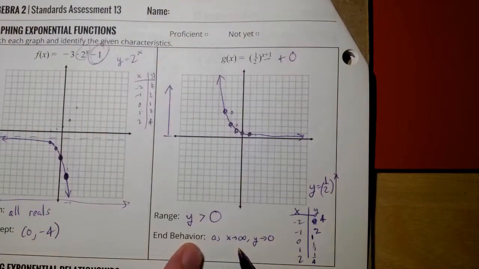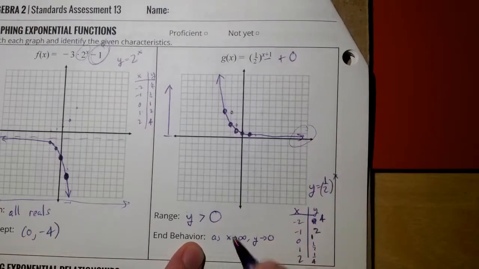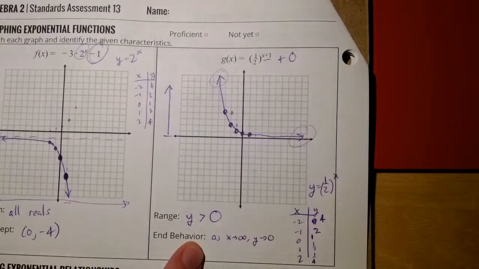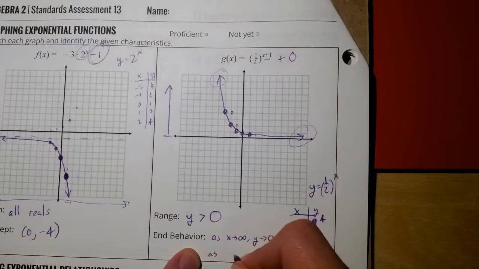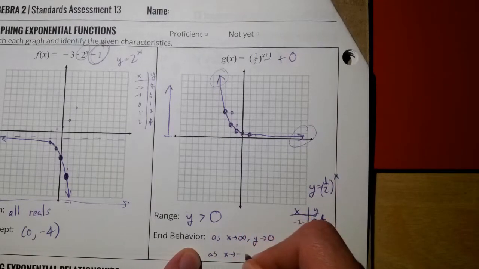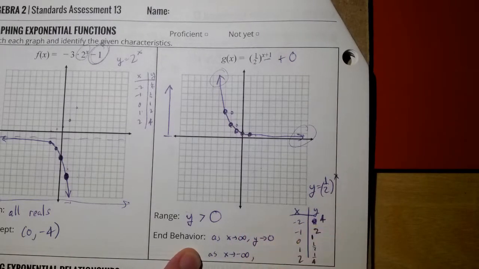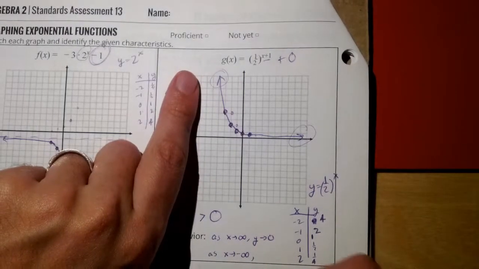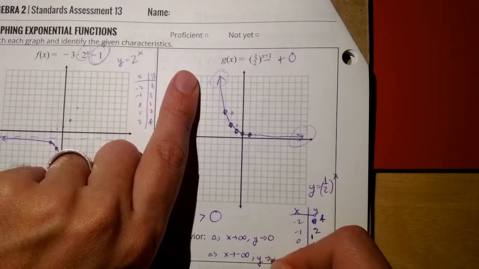For end behavior, I need to describe both arrows. That was just one of them. If I describe that arrow, that's saying as we're going to the left forever, to the left forever is negative infinity for x, you're going up very fast forever, which is infinity for y.